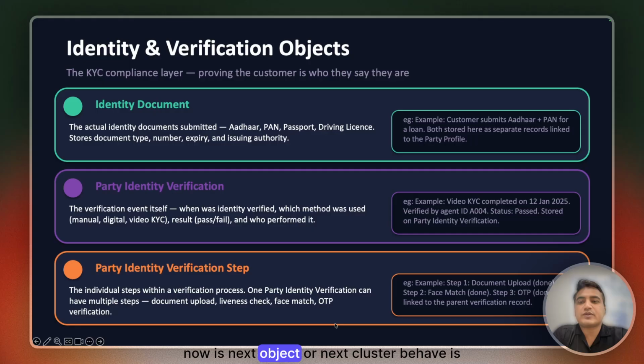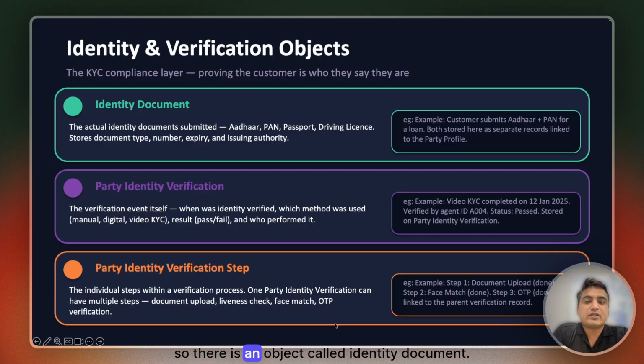Now the next cluster we have is the identity and verification objects. It is a compliance layer, the KYC compliance layer, proving the customer is who they say they are. Let's suppose I'm applying for a loan. There must be some compliance proof that I am Arpit, applying for the loan. To prove myself, there are certain steps or documents I need to give. Whatever documents I provide during the loan journey, the actual documents I am submitting, like Aadhaar, PAN card, passport, driving license.